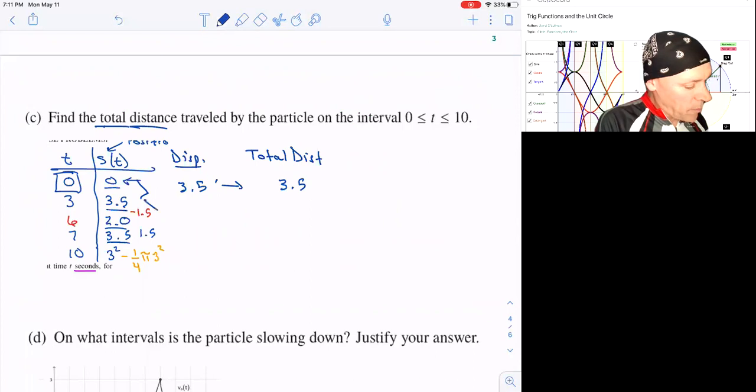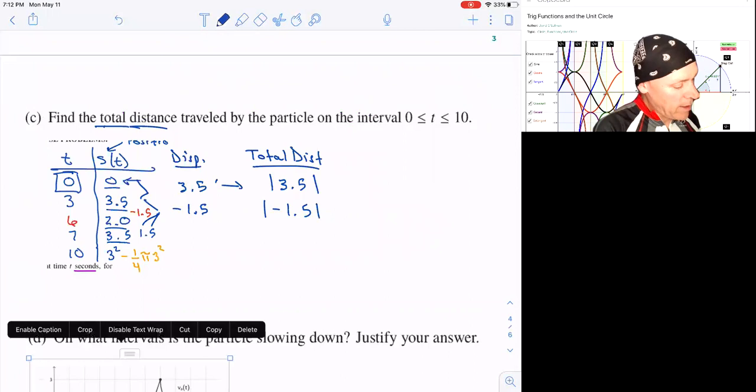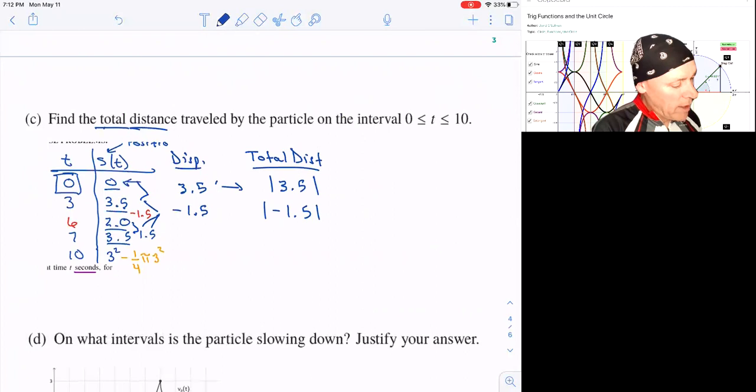Now I go from 3.5 back to 2.0, which displacement would be negative 1.5 units. But for total distance, that's going to be the absolute value of negative 1.5. Okay, I guess we can think of all of these as absolute value. The positive ones aren't going to be impacted, only the negative when it's moving back to the left. Okay, and then from 2.0 to 3.5, that displacement is 1.5, and total distance is 1.5.